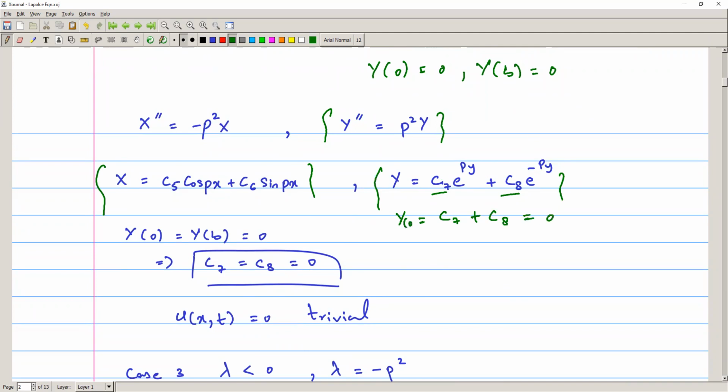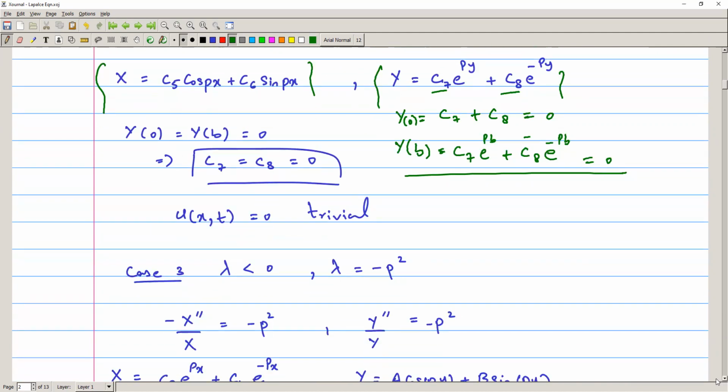For y of 0, and then we will have y of b equals c7 e to the power pb plus c8 e to the power negative pb, equals 0. When we solve these equations, we will get c7 and c8 equal to 0. So again, we have a trivial solution.